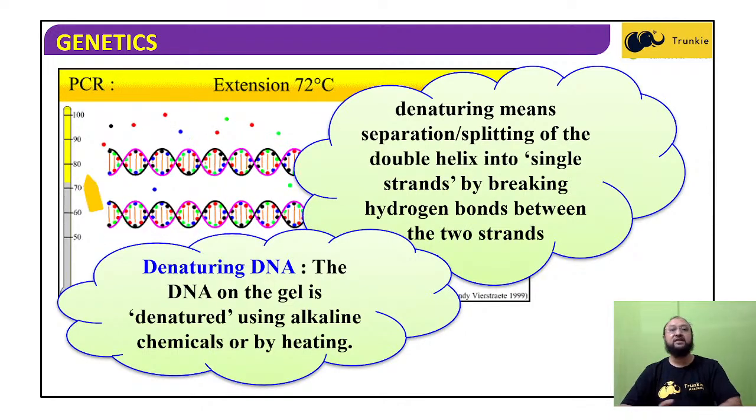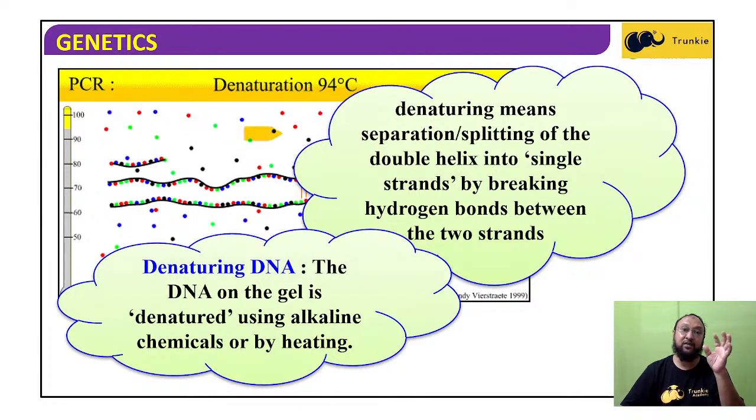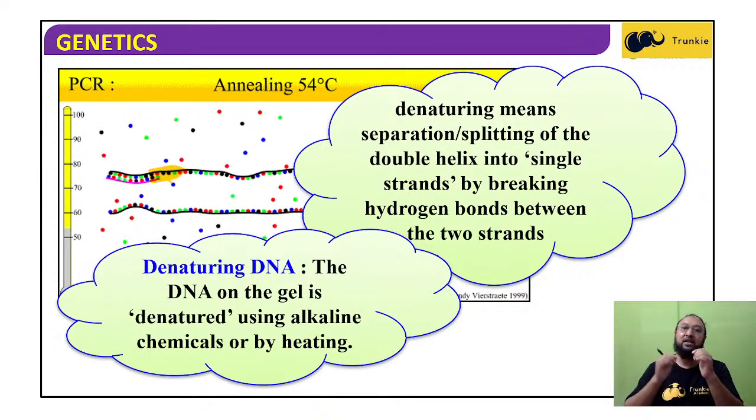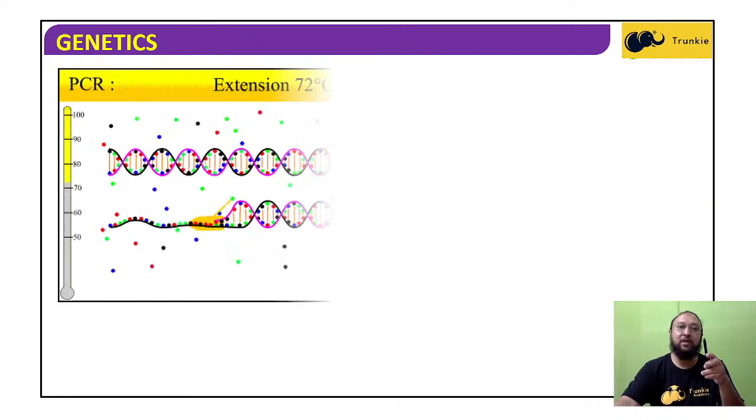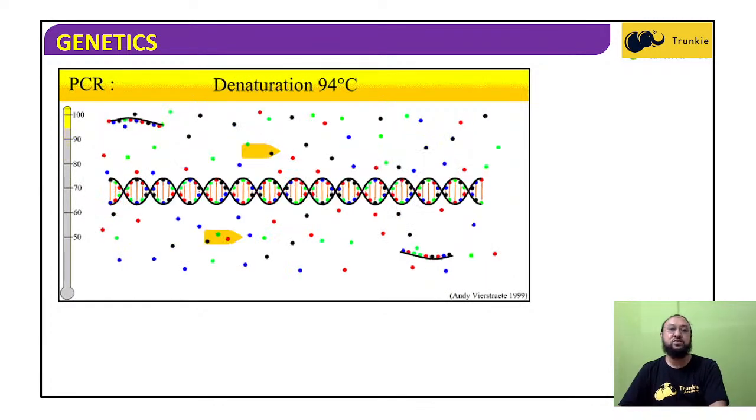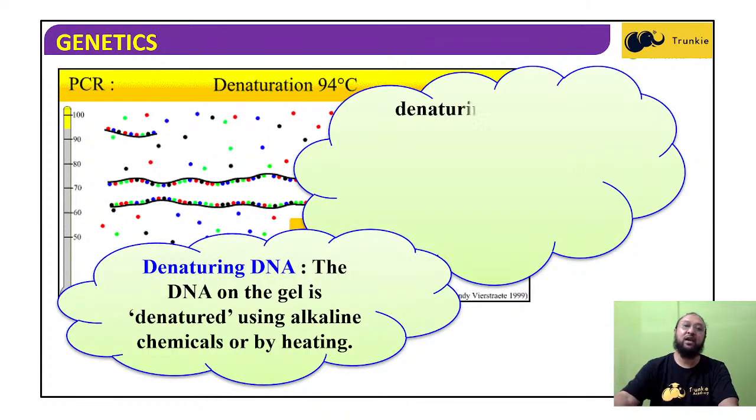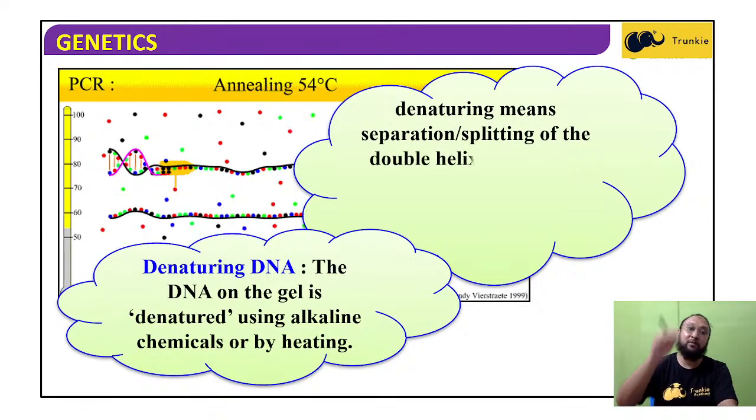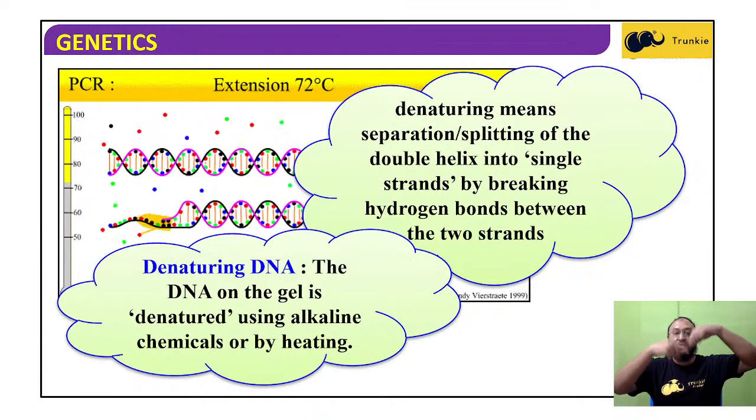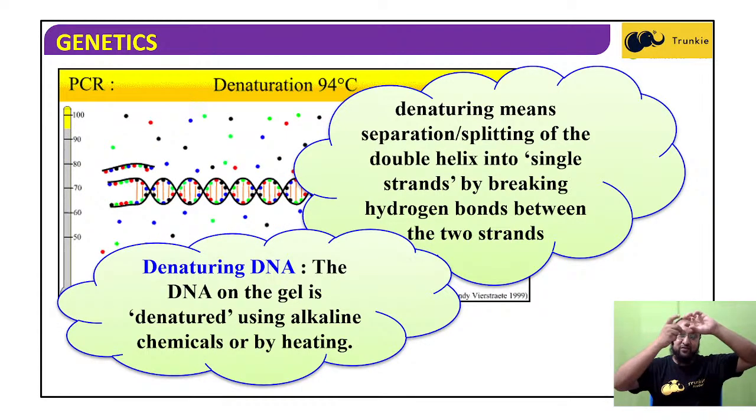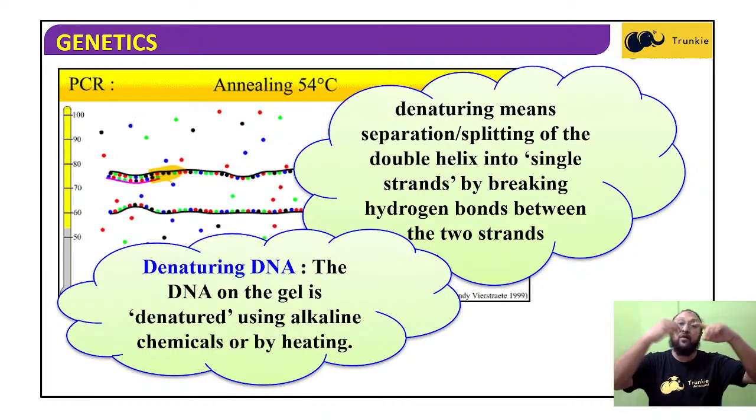So what we are doing is using alkaline solution or alkaline chemicals to denature. Denaturing means separating and splitting of the double helix. So here you can see, extension at 72 degrees Celsius, then 94 degrees Celsius, and then we are denaturing, or applying some alkaline solution to split the DNA helix, because DNA is double stranded and is in the form of a helix.